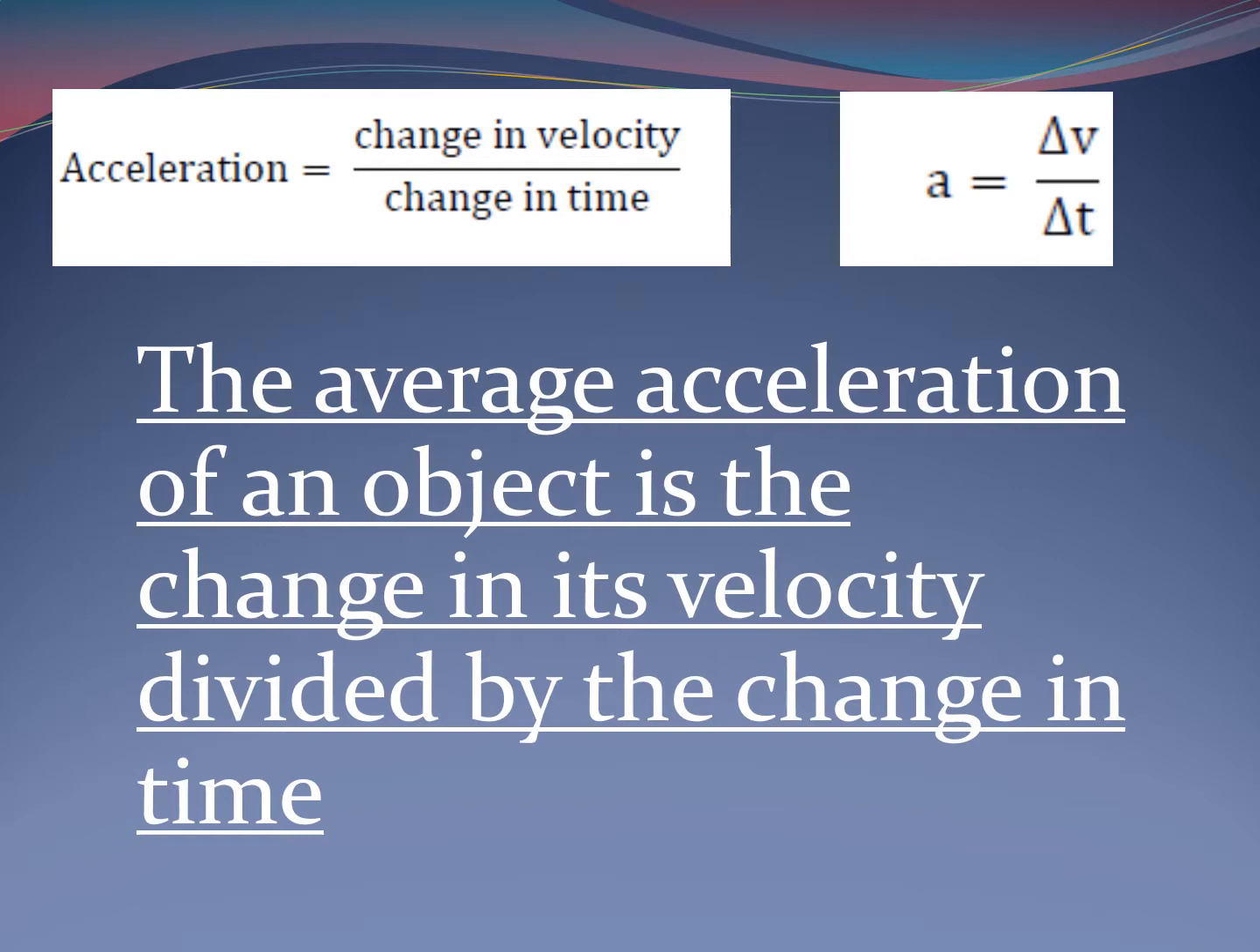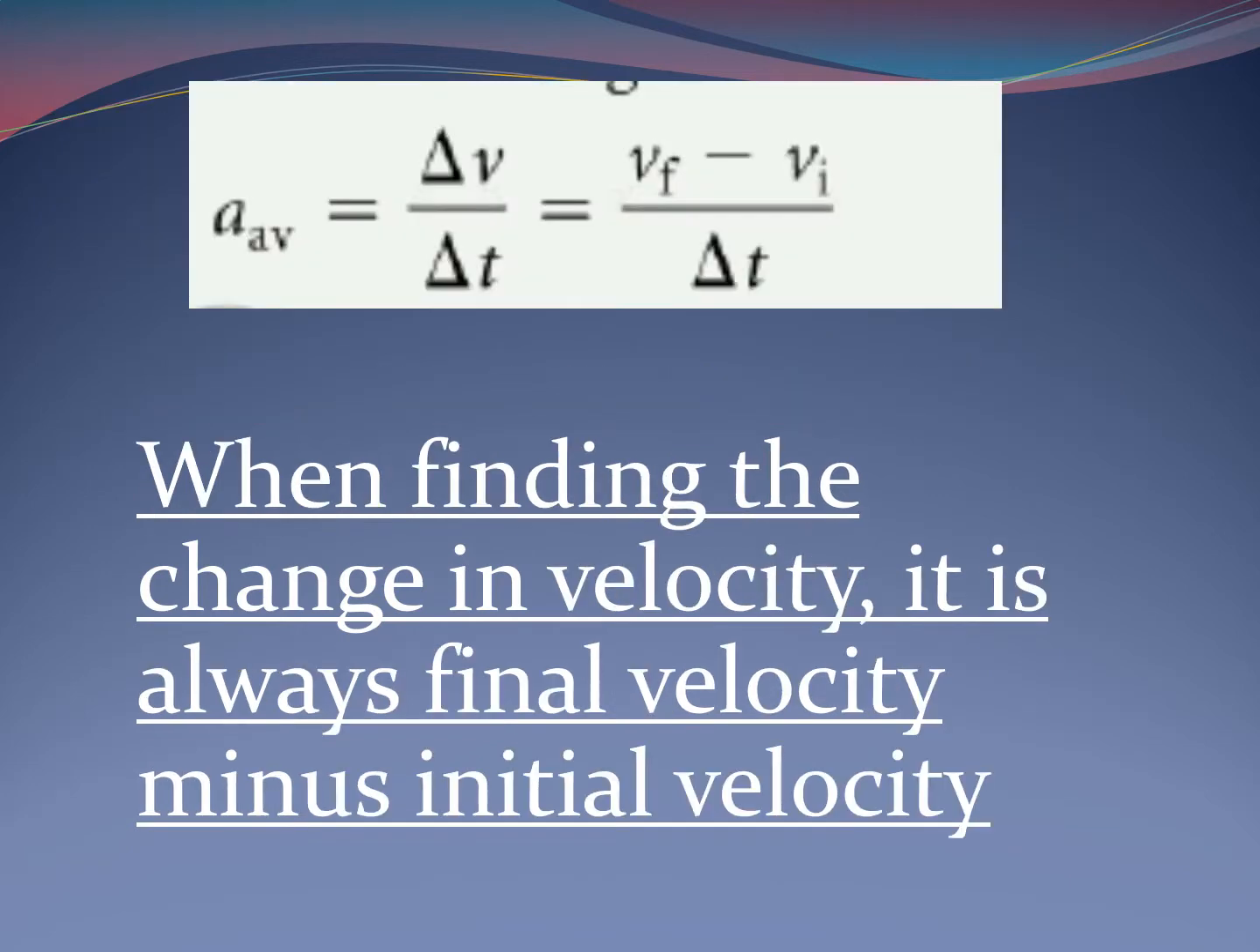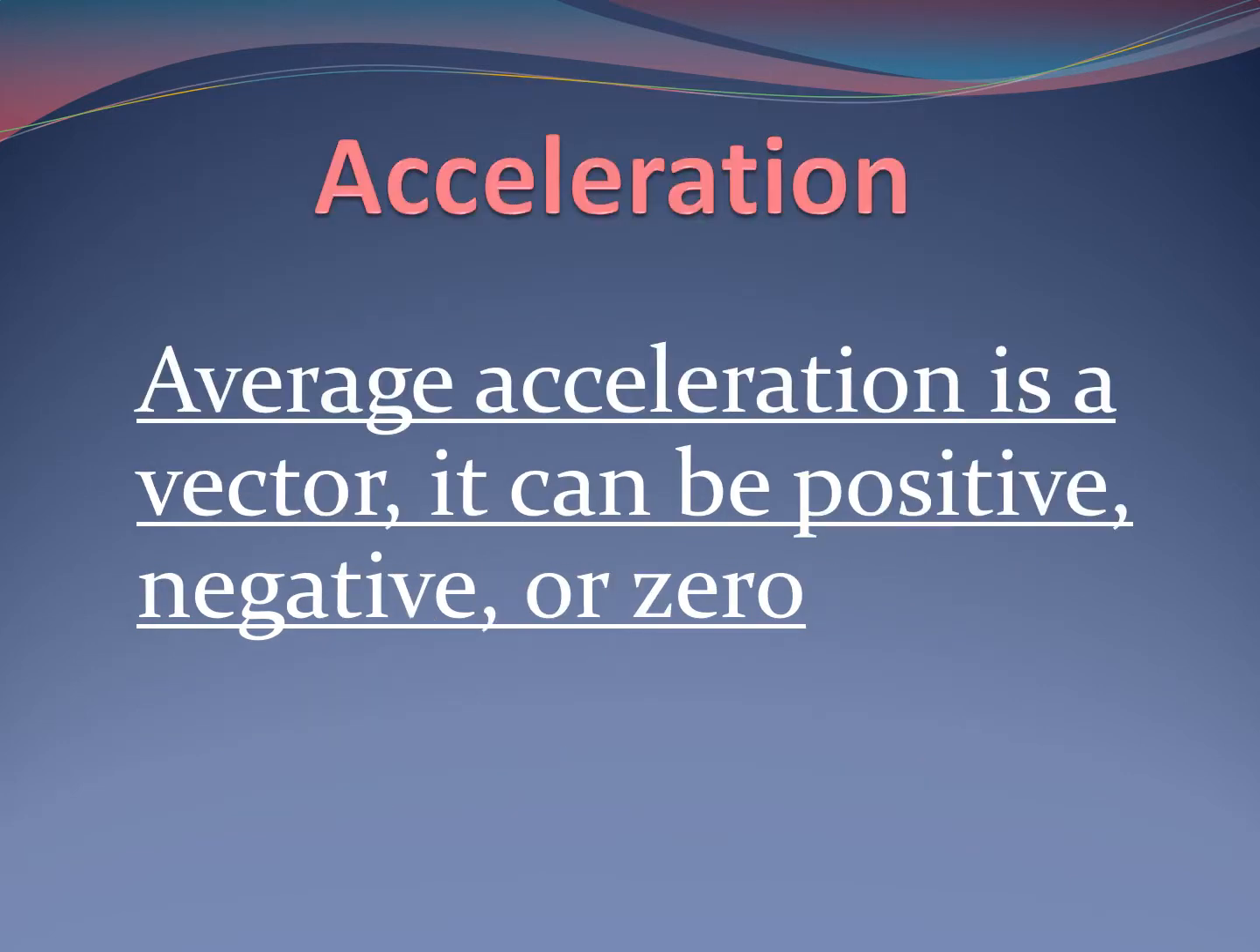Remember that little triangle means change, and so this means that we're looking for the change in velocity over the change in time, from final velocity minus initial velocity. Average acceleration is a vector, and it can be positive, negative, or zero. Remember, a vector has not only a magnitude, or a number, it also has direction.